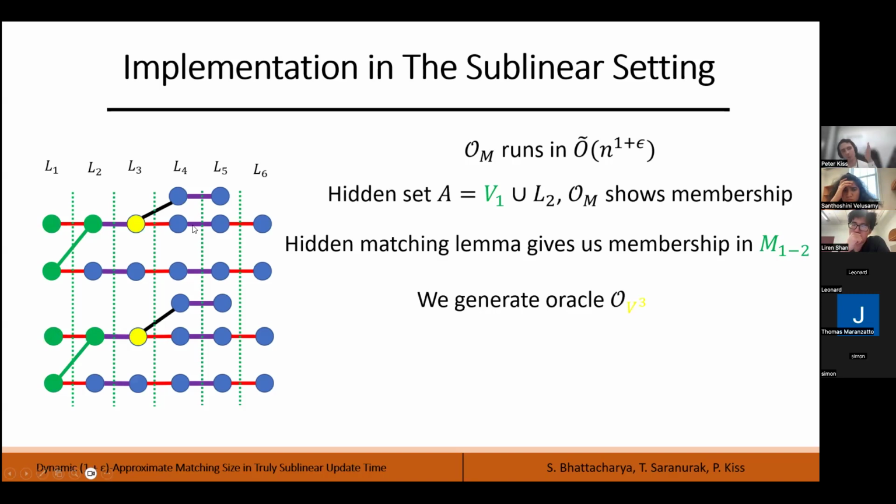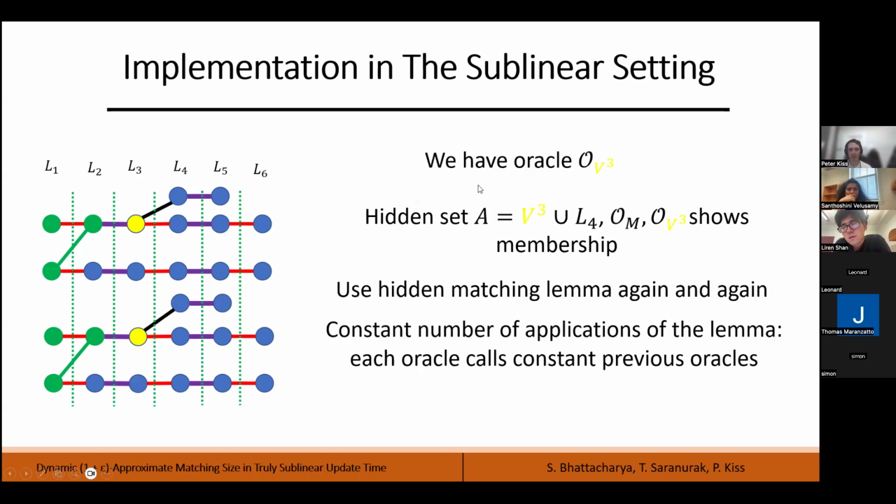And in order to tell which vertex is in the yellow matching, we just need to check whether there's an augmenting path up to it. So we need to check whether it is matched by the purple matching and whether its endpoint in L2 is matched by the green matching. And everything here is just references to previous matching oracles we calculated, a constant number of them, importantly, and all of these run in roughly n time. So every future oracle we compute will also run in roughly n time, and this will amazingly suit the hidden matching lemma, which we will just call repeatedly again and again.